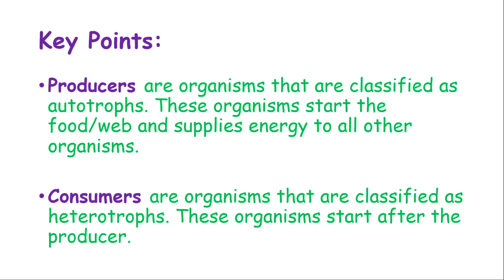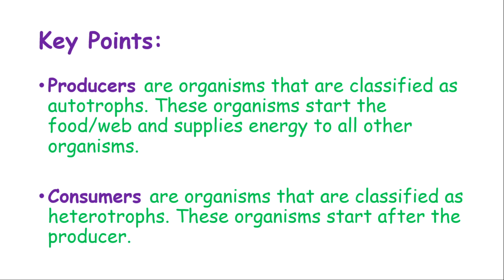Now, producers. So we talked about producers just now, and they are autotrophs. Remember now. So producers are organisms that are classified as what? Autotrophs. We just mentioned that. Example, plants. So these organisms start the food web and supply energy to all other organisms. Okay, so they are responsible for the energy in the food chain or food web, folks.